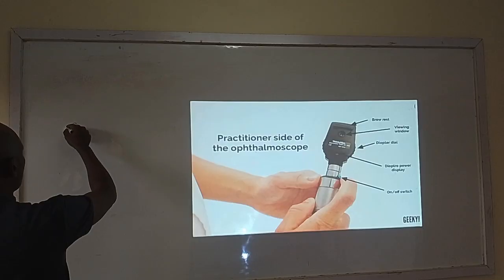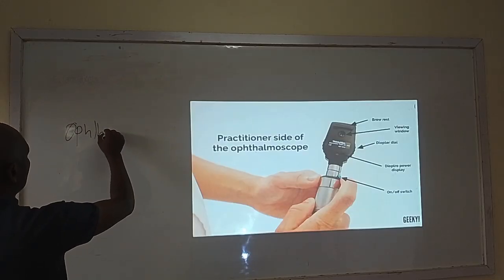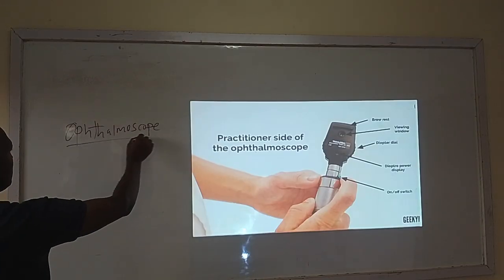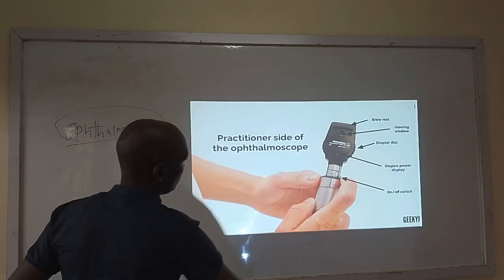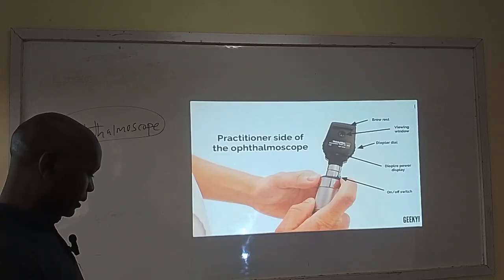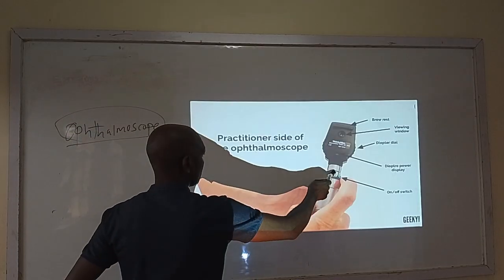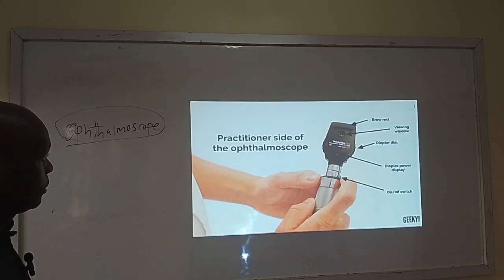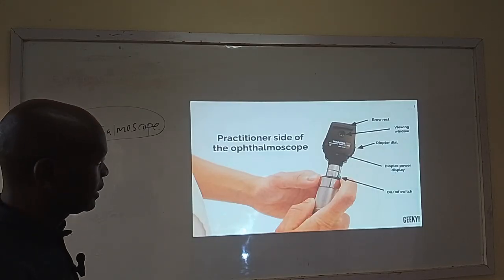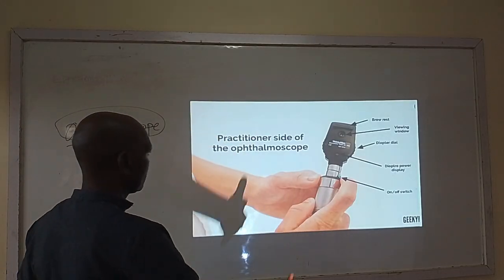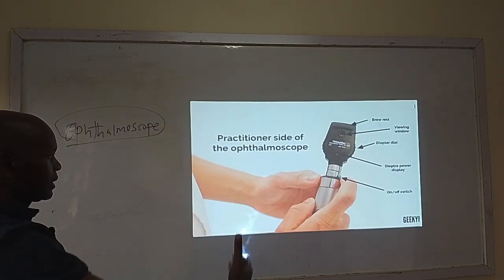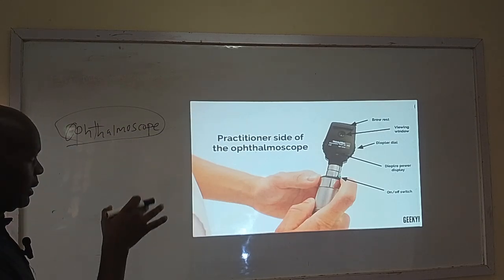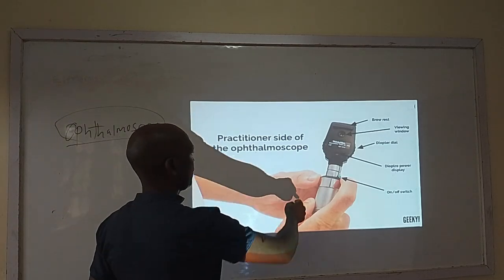Then this one is an ophthalmoscope. This one is what we use to examine the fundus. This gadget here is called an ophthalmoscope. It's the one we use to examine the fundus. The fundus is just the posterior surface of the eye when visualized through this gadget here, the ophthalmoscope.